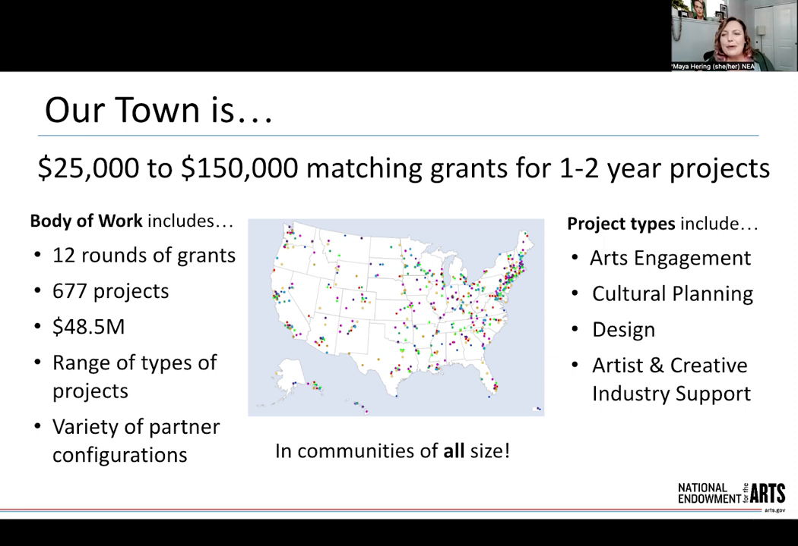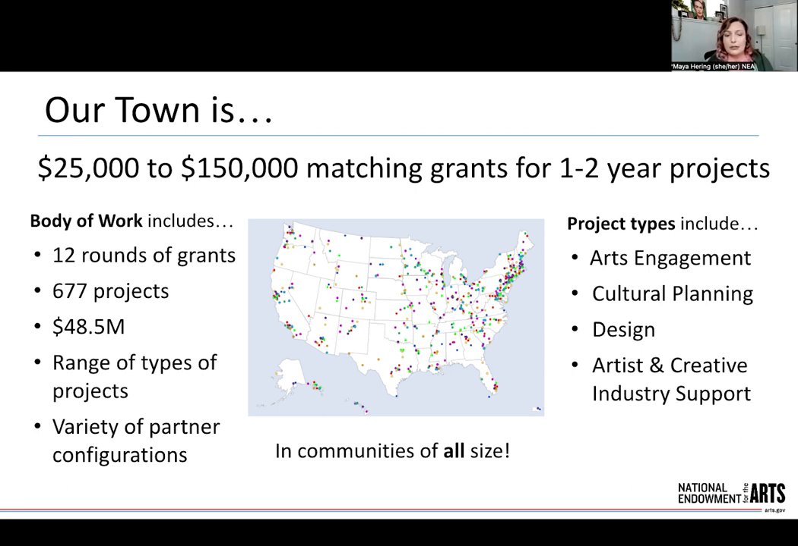So let's talk a little bit about what Our Town is. As you all are aware, Our Town is a grant program that is done through a competitive application process. We provide one-to-one matching grant awards from $25,000 up to $150,000 for one to two year projects. We fund in communities of all sizes and for distinct project activities. So far, we've had 12 rounds of grants in this annual program.